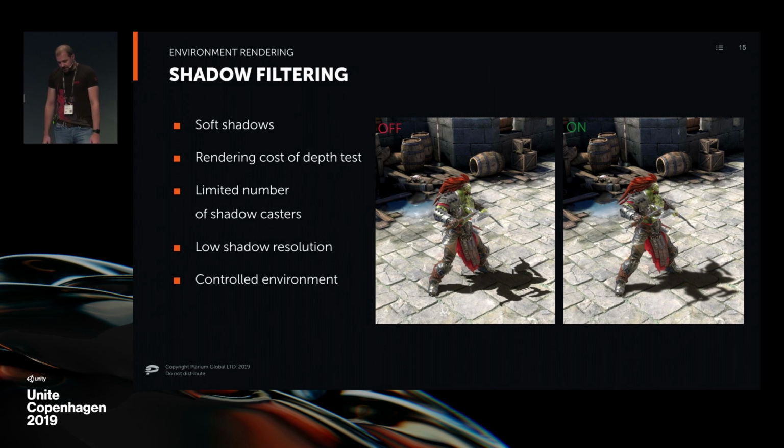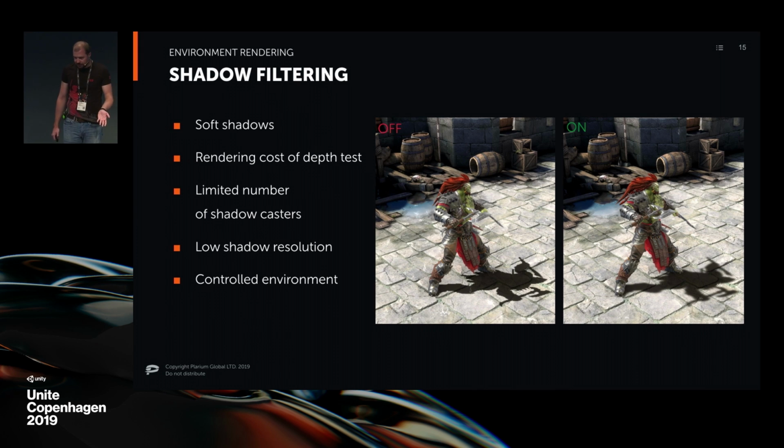So what is going right for us in the case of our rendering? We have a limited number of shadow casters. We want our characters to cast shadows, and that's basically it. Nothing else in our game casts dynamic shadows, and it's totally fine for achieving the look we want. We can use low shadow resolution, and we have a controlled environment, so we know exactly what characters are on the screen, and what characters you will see on the next screen.